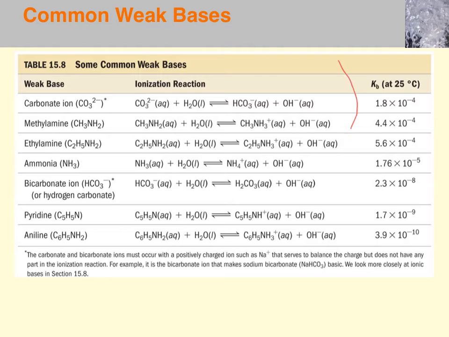All right, so this is just to give you an idea of some common weak bases. Almost all of them have a nitrogen in them, except you've heard of baking soda, bicarbonate, hydrogen bicarbonate, or carbonate itself. Those are also weak bases. And you can look at how small the Kb values are in all the cases. That means there's hardly any ionization going on at all.